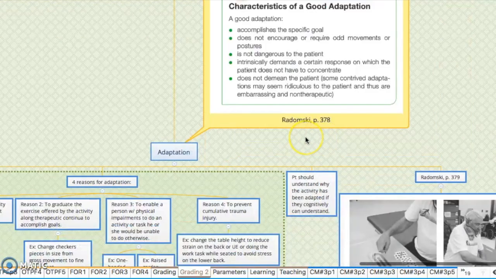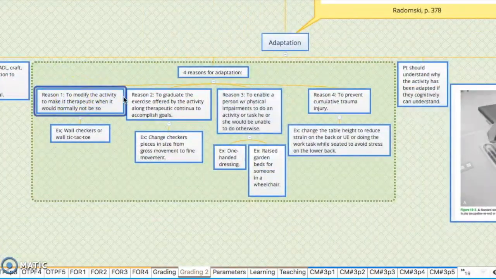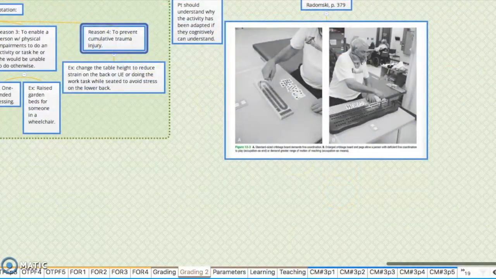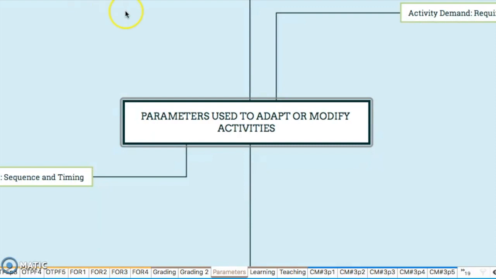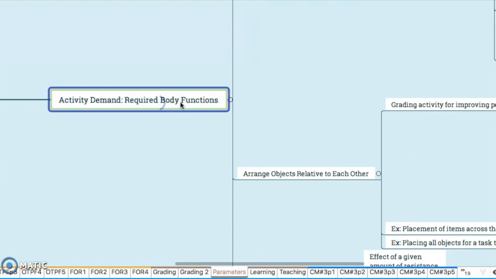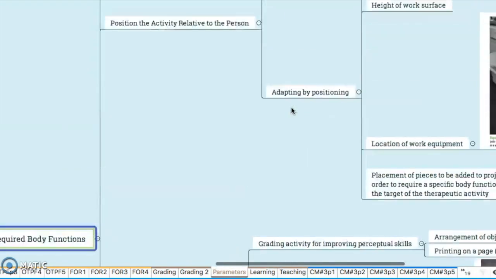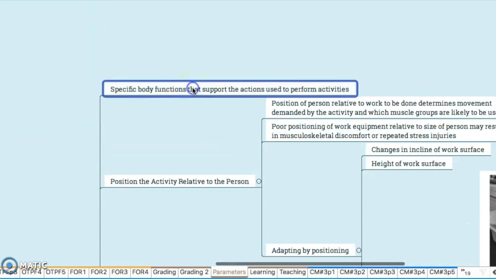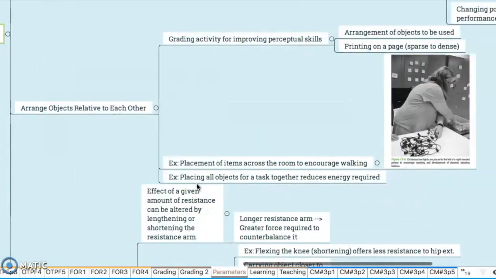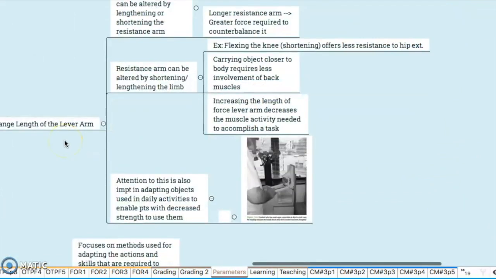And next we have information on adaptation, and we have listed the several reasons that adaptation is required. This next map has parameters that are used to adapt or modify activities, such as the activity demand and the required body functions. And this includes the specific body functions that support the actions that are needed to perform activities and how to adapt them. And we have information on arranging objects relative to each other and how to grade that, and changing the length of a lever arm for adapting activities.